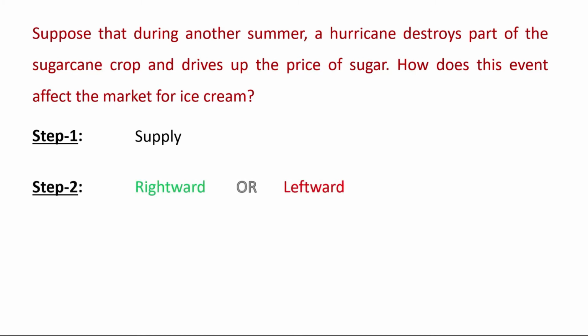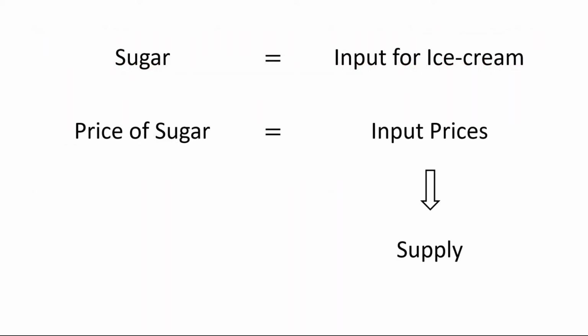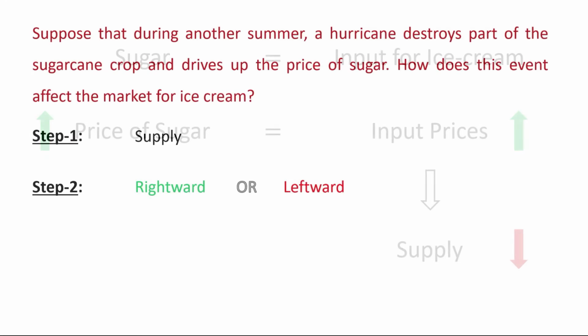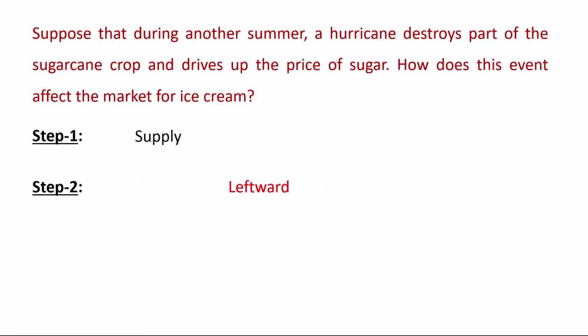In step 2, we will see whether the supply curve will shift rightwards or leftwards. Because a hurricane has destroyed part of the sugarcane crop and thereby the price of sugar has increased, which means that input prices have gone up. Due to the increase in input prices, the cost of production will increase and thereby supply will be reduced. Reduction in supply implies a leftward shift in the supply curve.